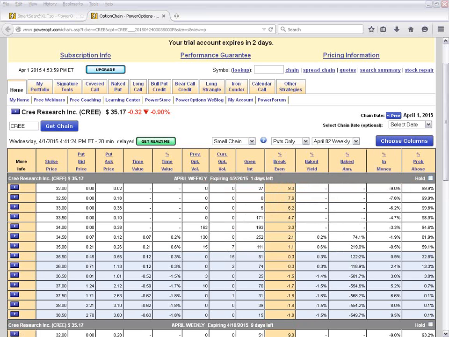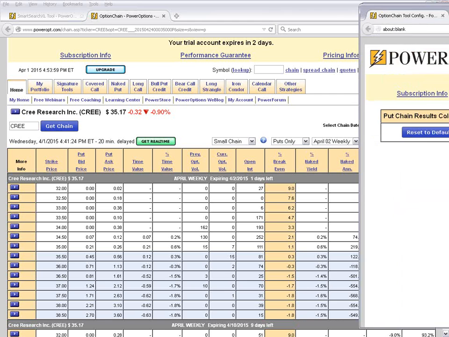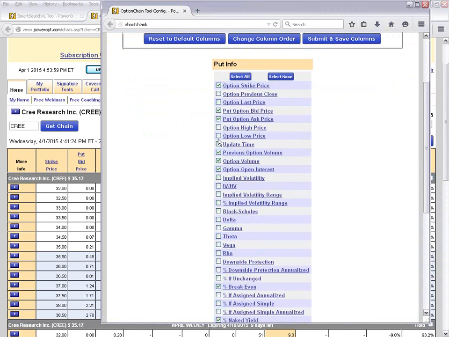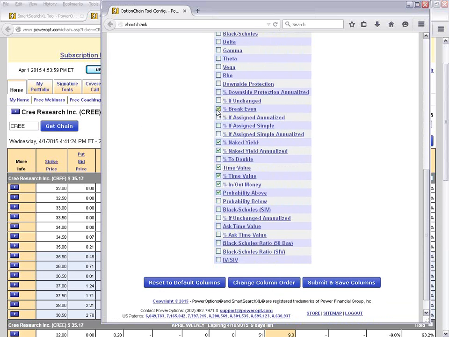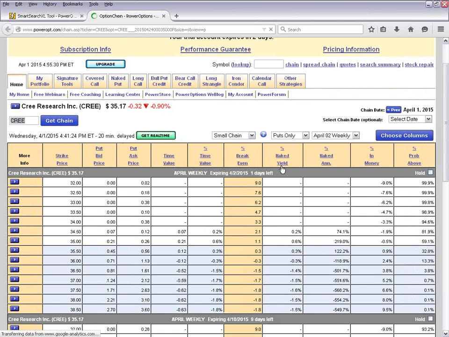I'm going to go into choose columns. And let's remove some of this other information. We just want to focus on the bid price, the ask price. I'm going to remove volume and open interest this time. I'm going to leave the break even. I'm going to leave the time value and percent time value. Probability I'll leave for now, but we do want the naked yield and the percentage naked yield annualized. Okay, so let's go ahead and refresh that page.